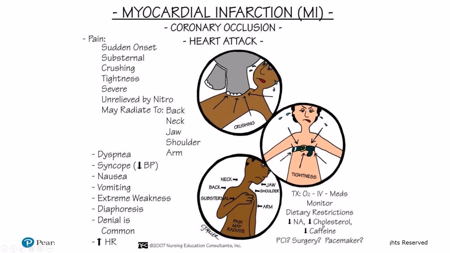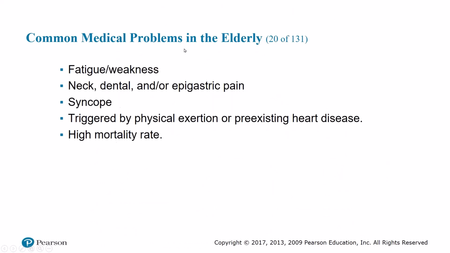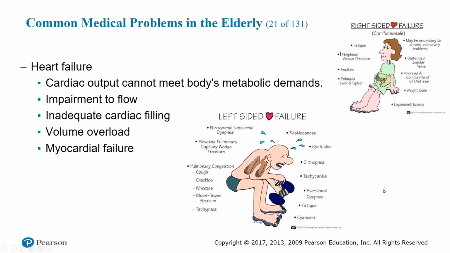And then they talk a little bit here about dietary restrictions. But again, some bunch of things that we're going to see in these individuals with MI. They will have fatigue and weakness, neck, dental or epigastric pain, syncopal issues, again stress, exertion, stuff like that. And it does have a high mortality rate, especially once you get above 65. So the old adage is, treat somebody as if they're having an MI until you can prove otherwise.